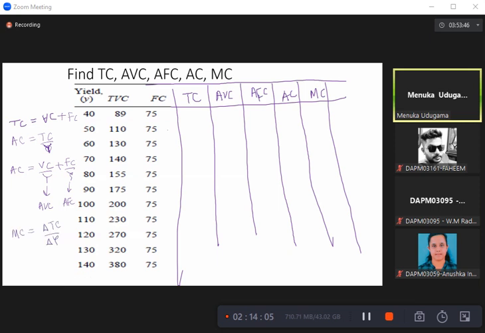Because the formulas are given. Simple. At least try to work it out until the fourth one.